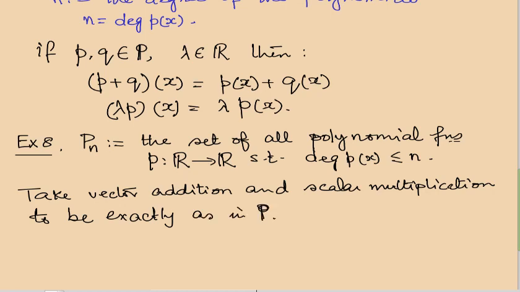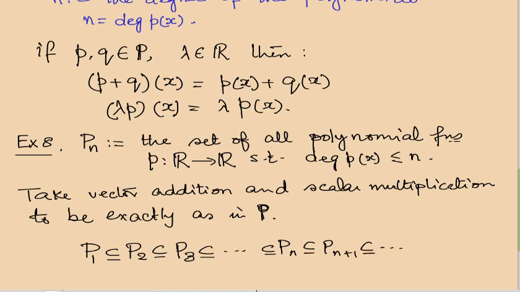Okay. So this again makes a vector space. Observe that P1 is a subset of P2, is a subset of P3, and so on. So this is an increasing ladder of vector spaces, and all of them is contained inside P. All right. So there are several such examples. We complete this with an esoteric example.